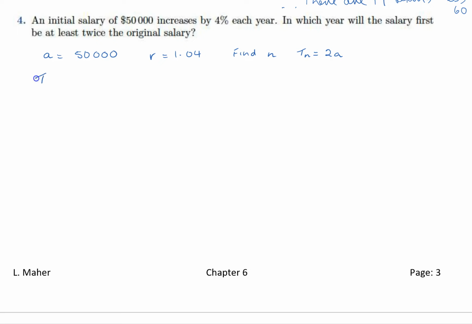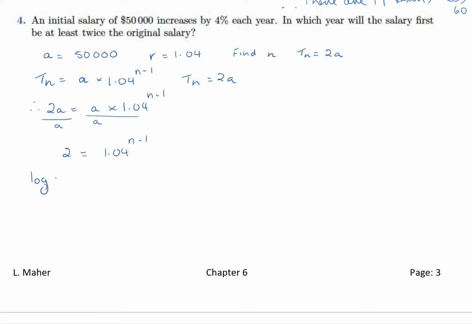So we know in this case that Tn is A times R to the n minus 1, which is A times 1.04 to the n minus 1. But we also know that Tn has to be 2a. Therefore, I can put 2a in this spot, has to be A times 1.04 to the n minus 1. Divide both sides by A, and I've got that 2 is equal to 1.04 to the n minus 1.